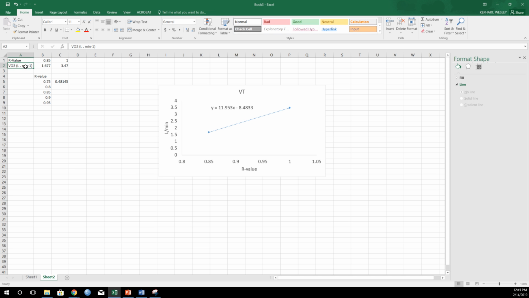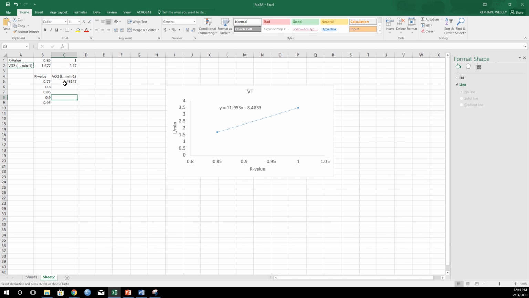This, we're actually predicting these liters per minute right here. So with that, you can literally just drag it all the way down and check that out. So the R value of 0.75, of 0.8, 0.85, that should be really close because I actually did measure that. I am predicting all of these liters per minute right there.